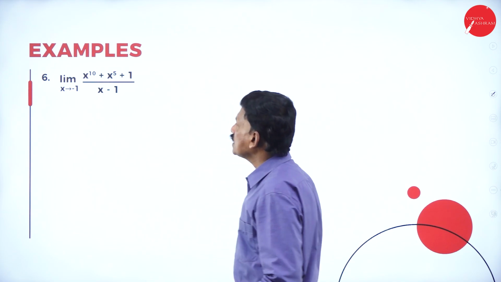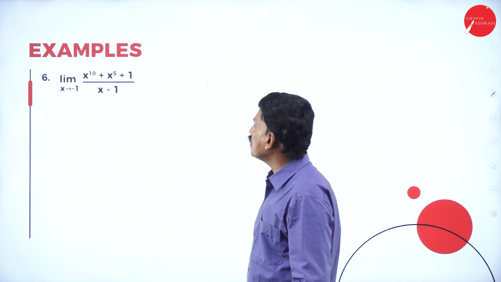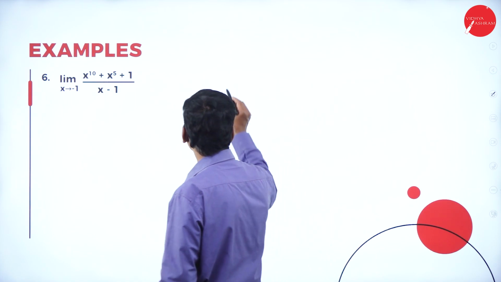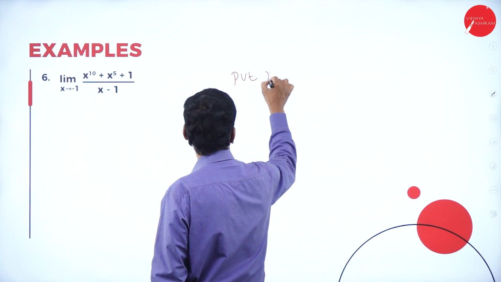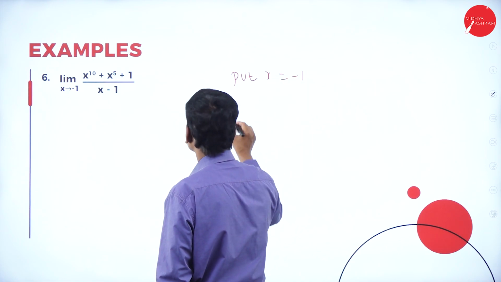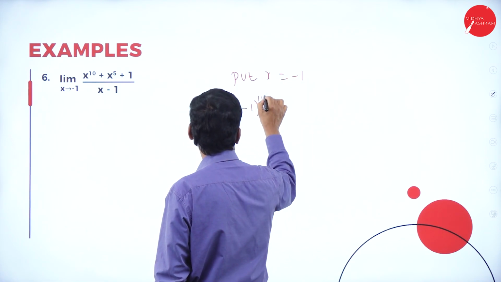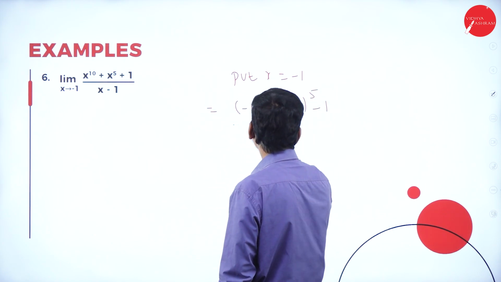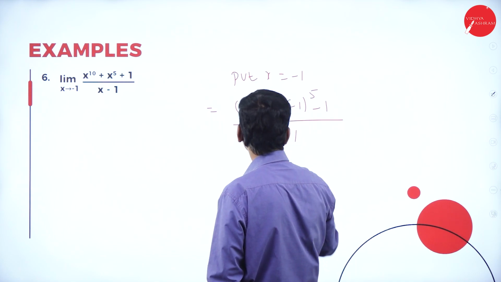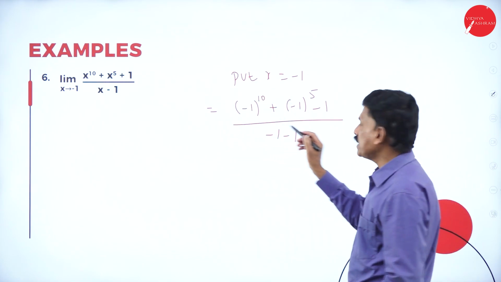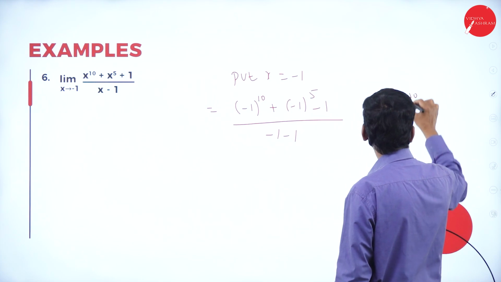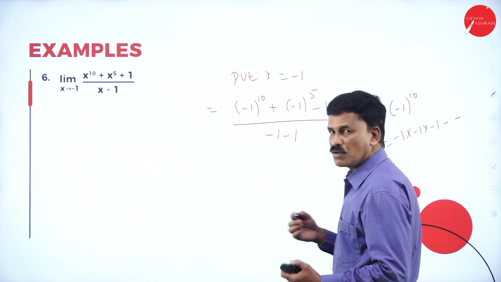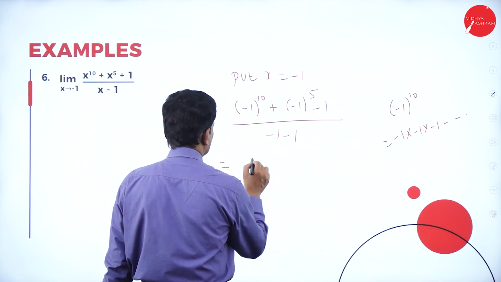Evaluate limit x tends to minus 1 of x to the power of 10 plus x power 5 plus 1 divided by x minus 1. Here also, now put x is equal to minus 1. If you put x is equal to minus 1, this becomes minus 1 whole to the power of 10 plus minus 1 whole raised to 5 minus 1 divided by minus 1 minus 1. If you multiply minus 1 10 times, what will you get? Minus 1 into minus 1 into minus 1 up to 10 times. You will get plus 1 itself.